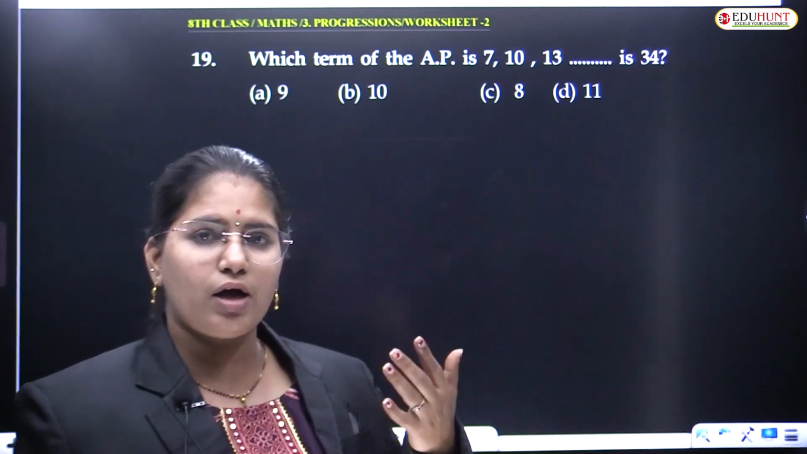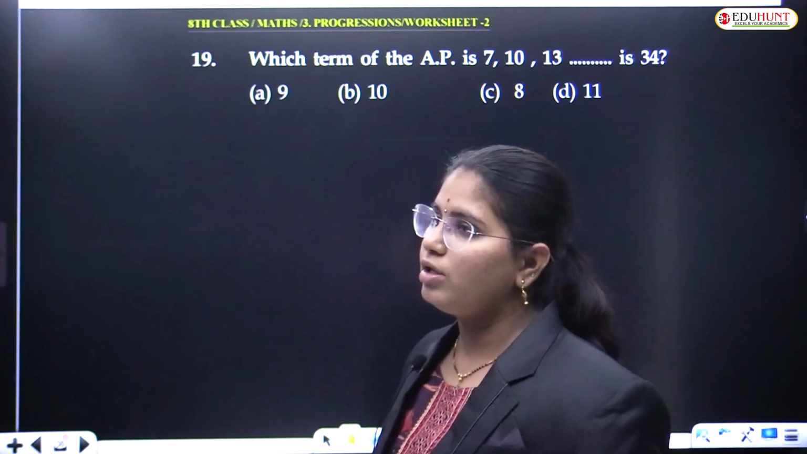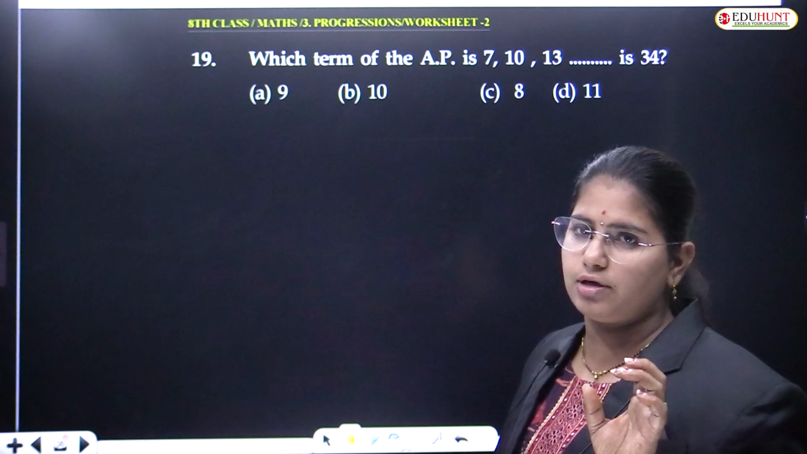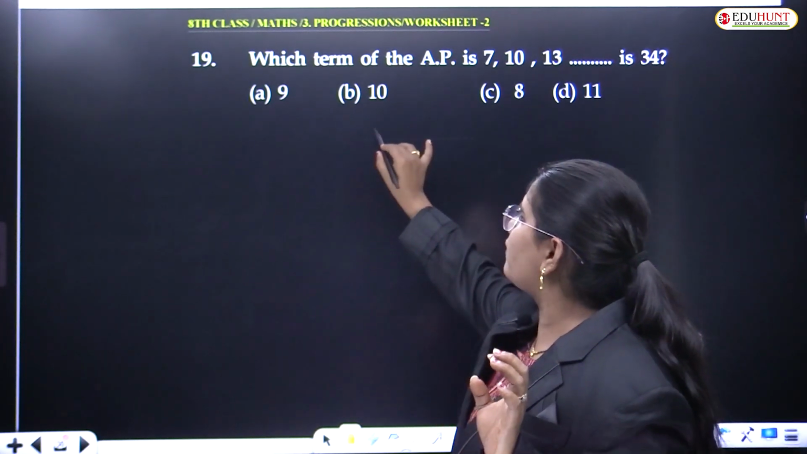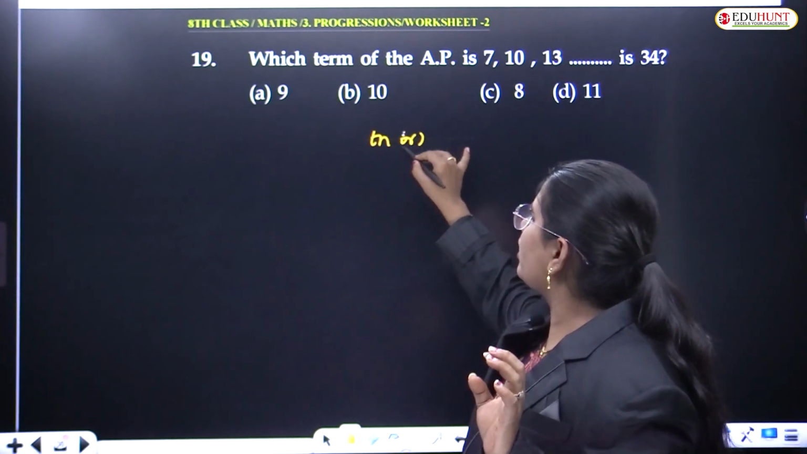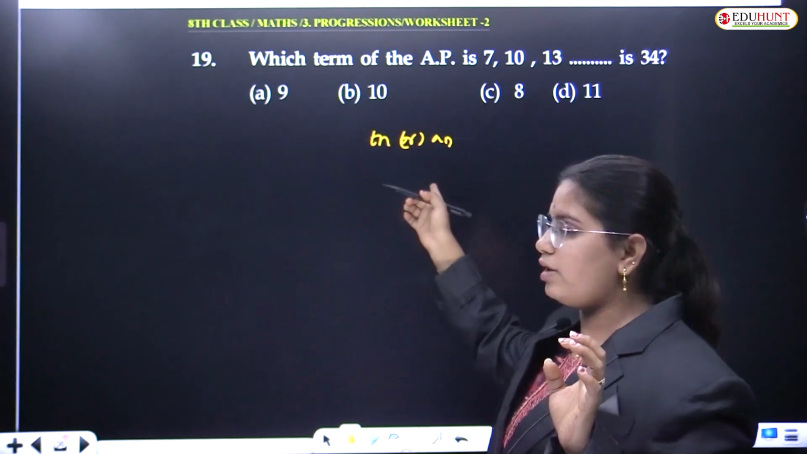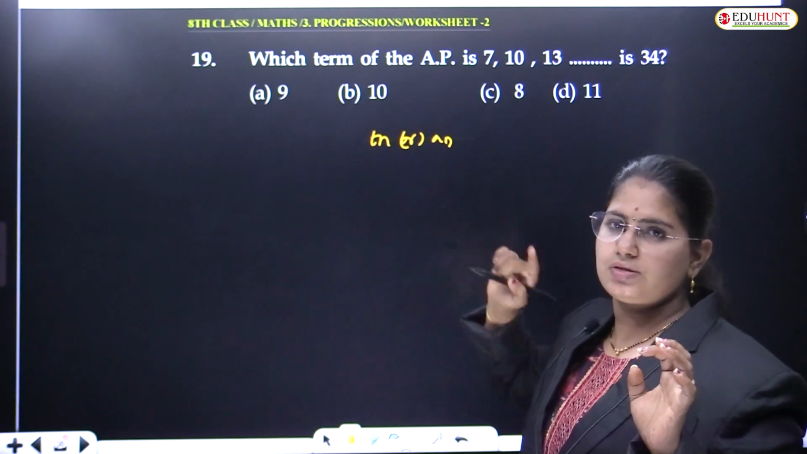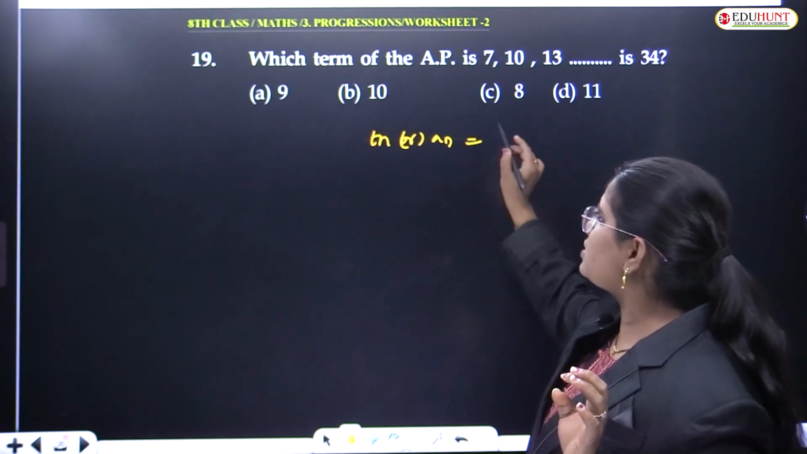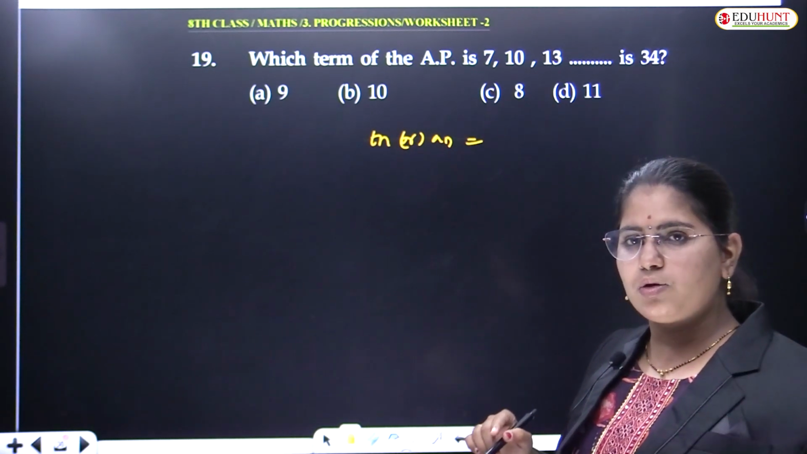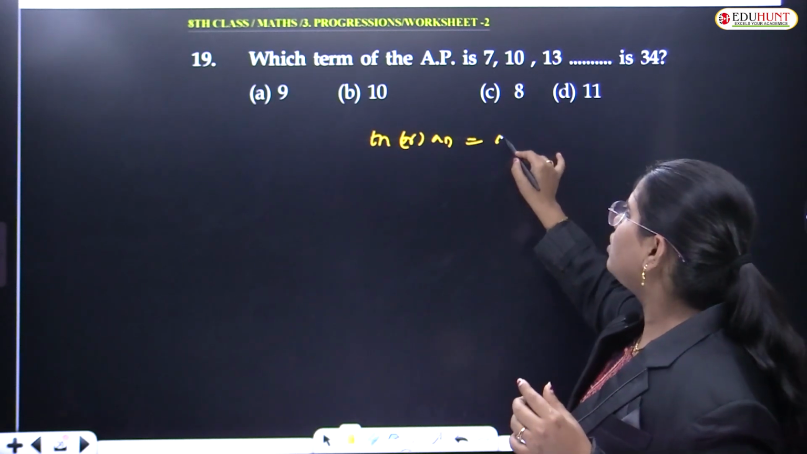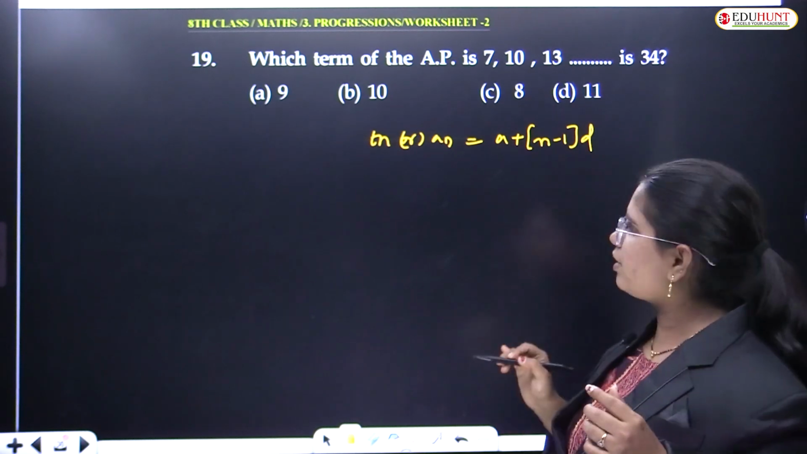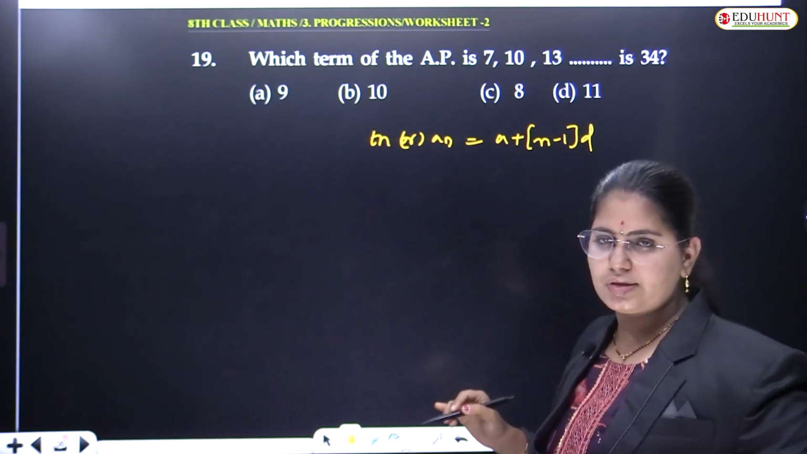Which term of an AP is 34? That means at what place the last term is 34. So actually we have a formula TN or AN, which means the last term of an AP. It represents the last term of an AP. And how do we calculate the last term of an AP? AN is equal to A plus N minus 1 into D. Correct? TN or AN, you can represent it in any way.